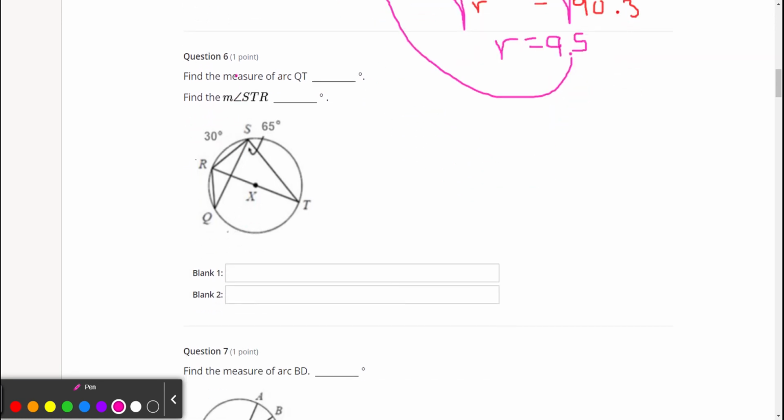So talk me through number 6. What am I looking for? Okay. And what's opposite QT? What angle is opposite QT? And if I go from the small angle to the large arc, what do I have to do? Mm-hmm. And then if I'm doing STR, that angle, what's opposite angle STR? And if I go from the small angle to the big arc, what do I do? Mm-hmm.